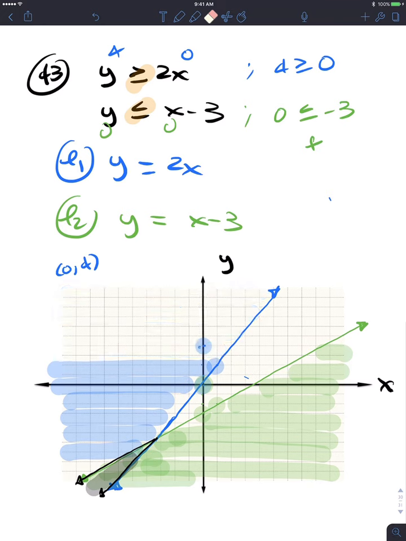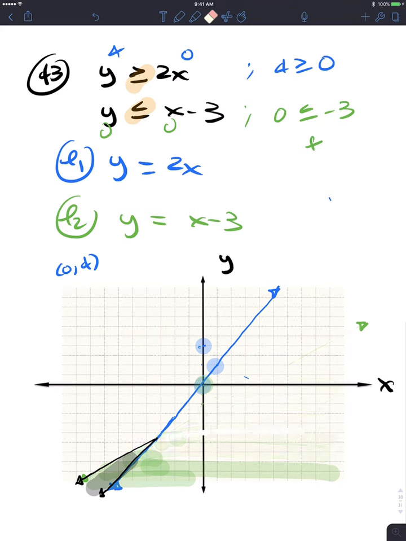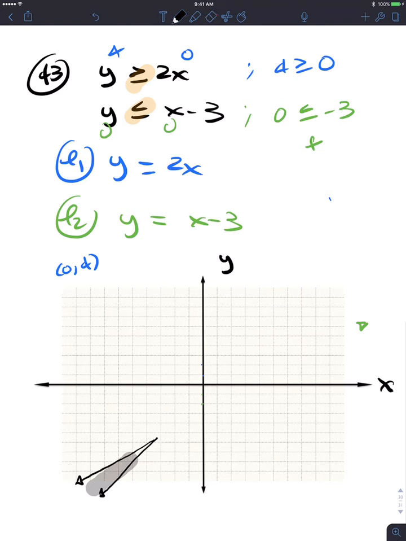This is gone. This green is gone. Even these lines are gone because of the fact that, except for the black line, this is our shaded region that satisfies both inequalities. We are done.